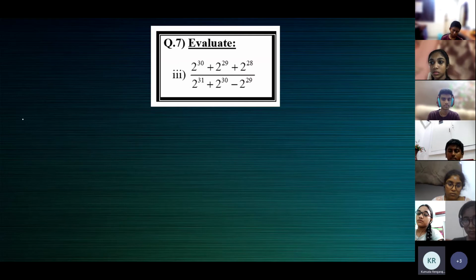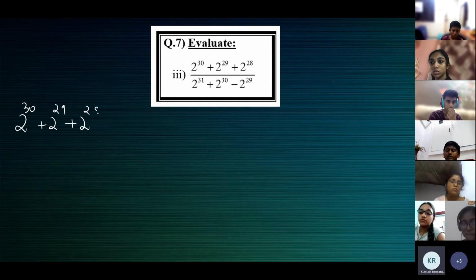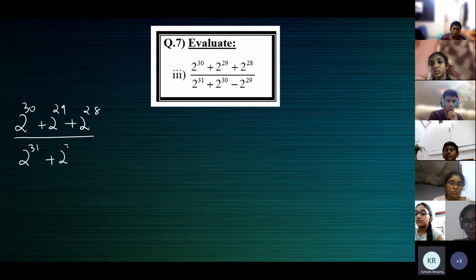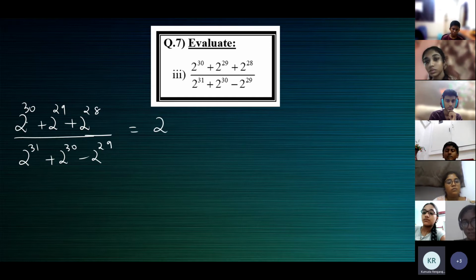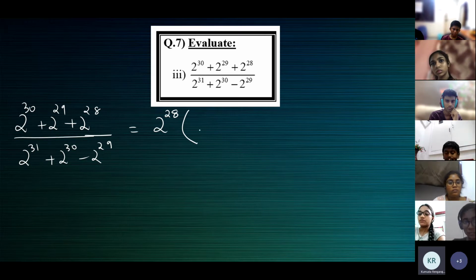Okay, so writing the question first: 2 to the power 30 plus 2 to the power 29 plus 2 to the power 28, divided by 2 to the power 31 plus 2 to the power 30 minus 2 to the power 29, is equal to... I'm taking out 2 to the power 28, because I look at the numerator and the denominator. In both I compare and I see that 28 is the least power. I take out that common. Now 2 to the power 28 into what will give you 2 to the power 30?